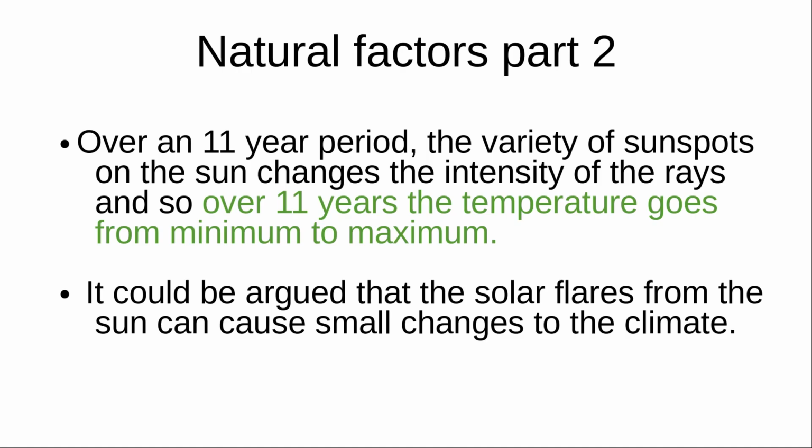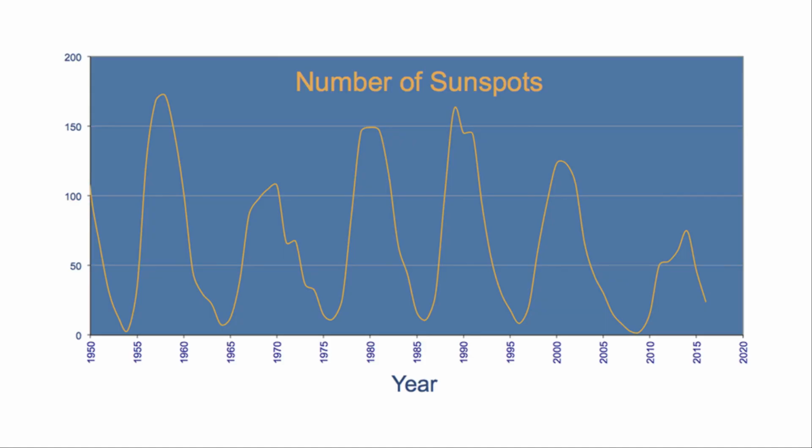Changes in solar activity can also be used to show reasons for climate change. Over an 11-year period, the variety of sunspots on the Sun changes the intensity of the rays released, and so over 11 years, the temperature goes from minimum to maximum. Furthermore, it can be argued that the solar flares from the Sun can cause small changes to the climate.